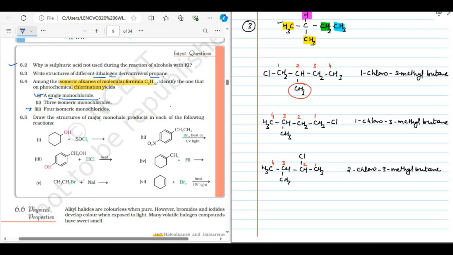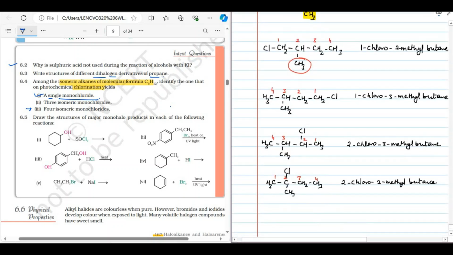Now if we replace the purple one, you will get CH3 C CH3 CH2 CH3, and this time we have replaced this hydrogen. So this time you have to number the chain from the left direction. So this is 1, 2, 3 and 4. So the name of this compound will be 2-chloro-2-methylbutane. So that's how you will get 4 isomeric monochlorides of pentane. Now let's solve the next question.